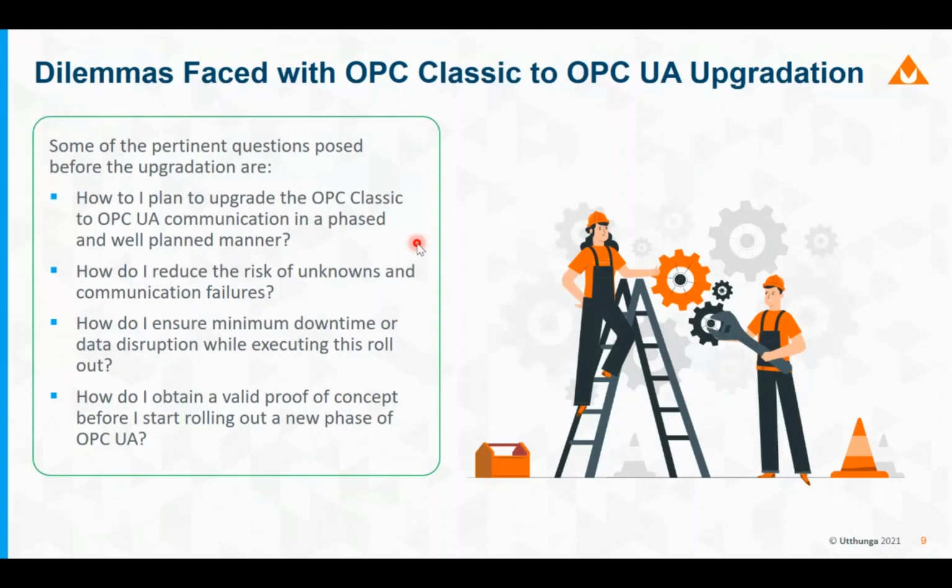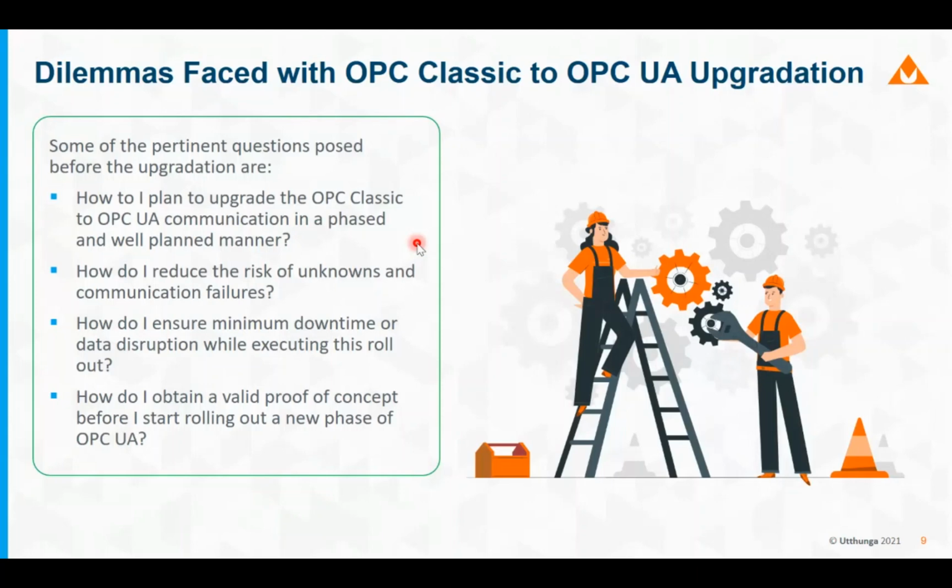And with this, we did the same thing with the classic servers. We first added UA servers. We tested them in parallel in a redundant manner. And only when we found that they both are doing the same job, they are getting us the same performance parameters that are expected, we took out the classic servers.